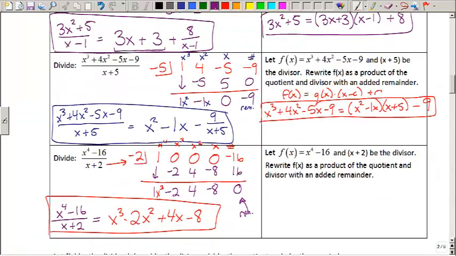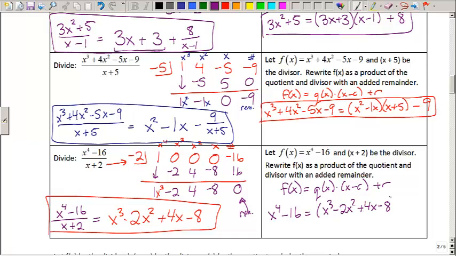On our last problem, we have f of x is equal to x to the 4th minus 16, and we're trying to rewrite that as a quotient times a divisor plus a remainder. My f of x is going to be x to the 4th minus 16 is equal to q of x, or my quotient. In this case, my quotient is x cubed minus 2x squared plus 4x minus 8 times my divisor, x plus 2, plus my remainder.